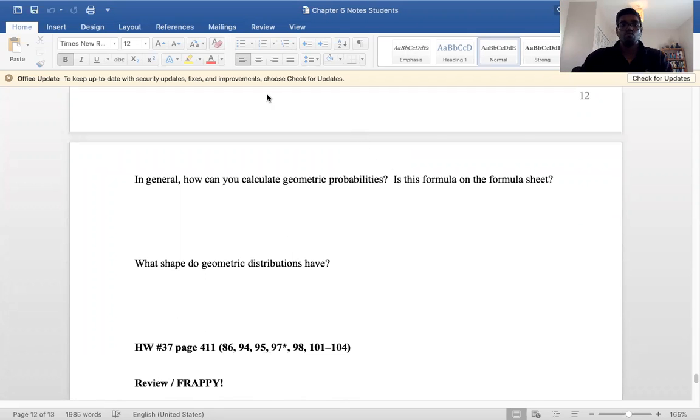Okay. So what do these distributions look like? There's a picture in your textbook, but these are heavily skewed right, and we have a mean of 1 over p.